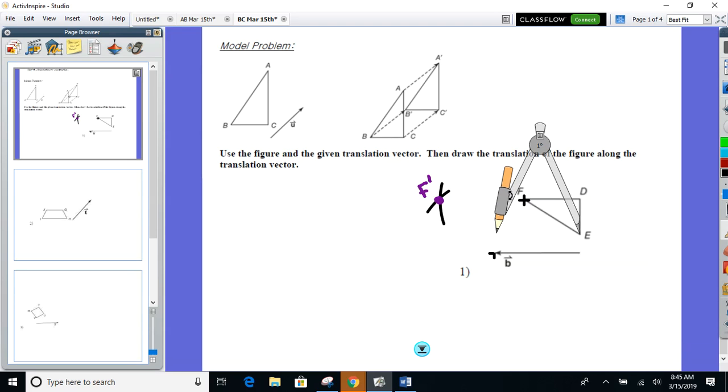And make another arc. And then now beginning of the vector to E. I know it's a small distance, but go to the end of the vector, right to the tip, and make those two intersect. Build your parallelogram. There's E prime.